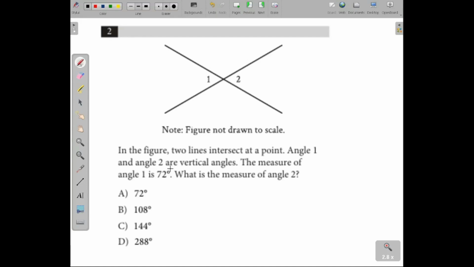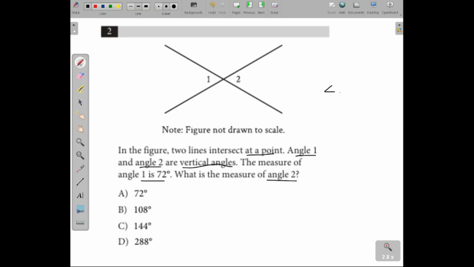Number 2. In the figure, two lines intersect at one point. Angle 1 and angle 2 are vertical angles. The measure of angle 1 is 72 degrees. What is the measure of angle 2?